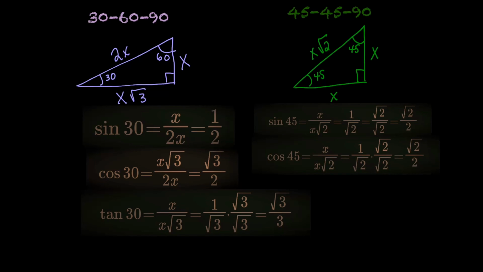So then last, the tangent of 45. Well, that's easy because the tangent of 45 is just opposite over adjacent, and that equals x over x equals 1.